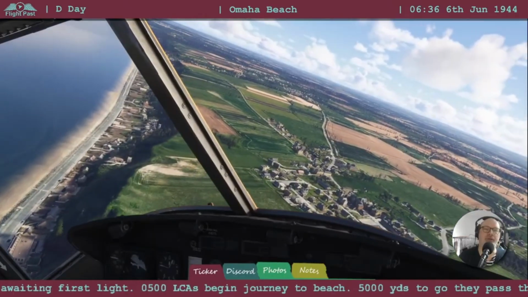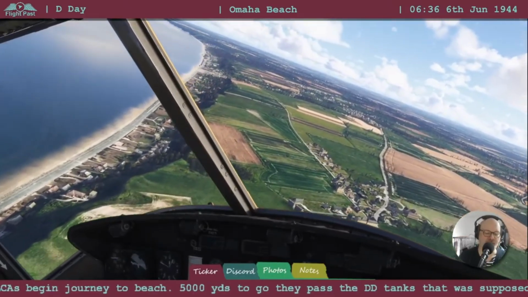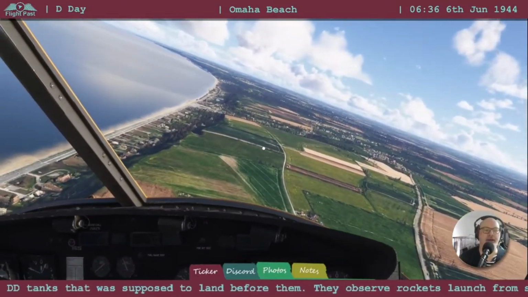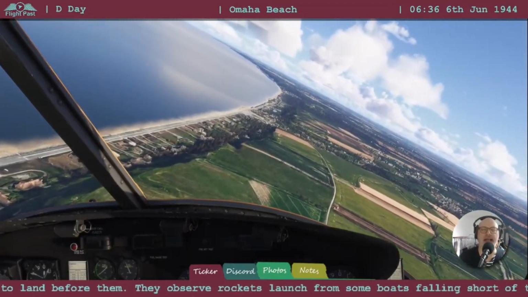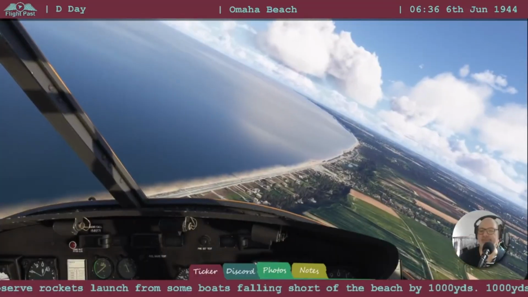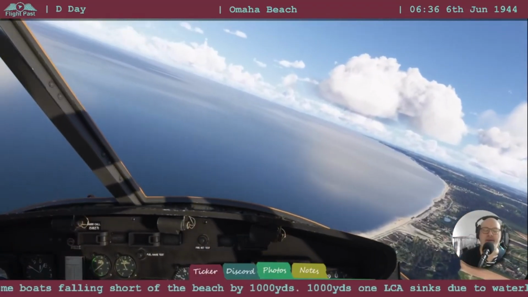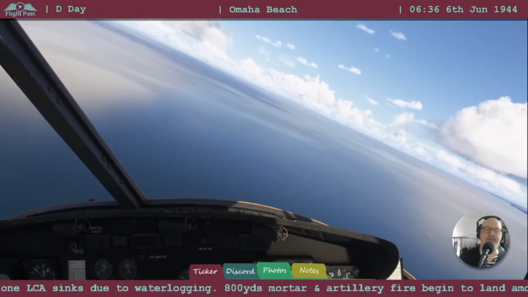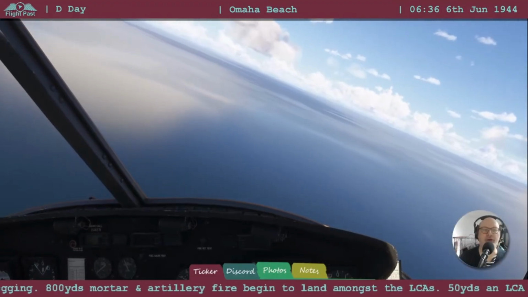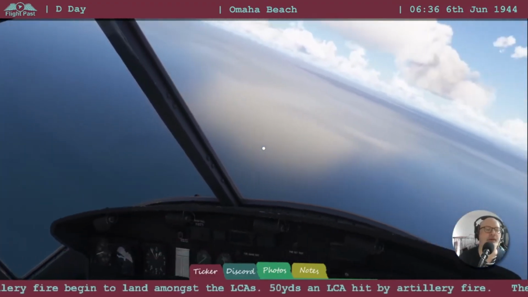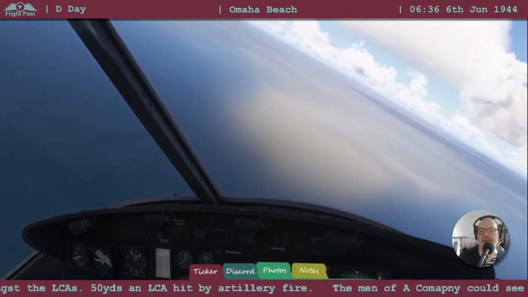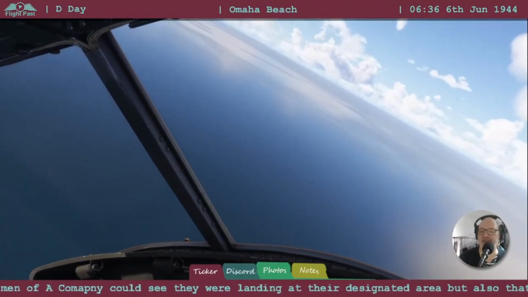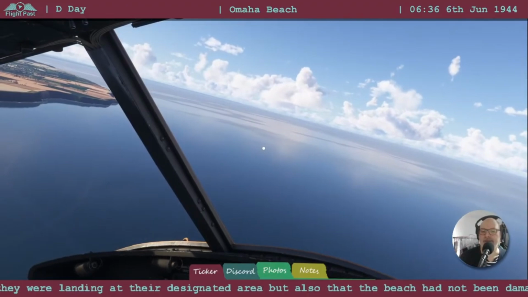So A company of the 116th, the 240 men, were put into 6 landing craft, these Higgins boats. They're called LCAs. They were put into these boats probably at around about 2 o'clock in the morning. By 3 o'clock they're circling around, and they're basically waiting for dawn. And dawn was around about, I think, 5:58 off the top of my head. I can't remember, something like that.